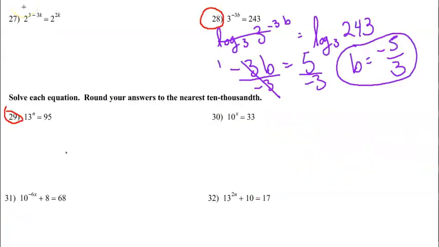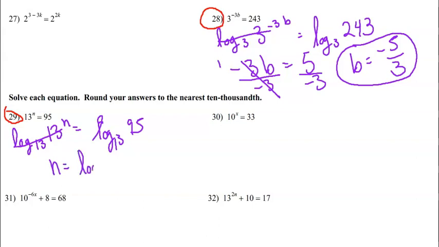Let's look at the next one. 29. 13 to the nth power equals 95. To get rid of that 13, we're going to log base 13 each side. So those log base 13s cancel out. So we have n equals log base 13 of 95, which is approximately, we'll put that in the calculator.